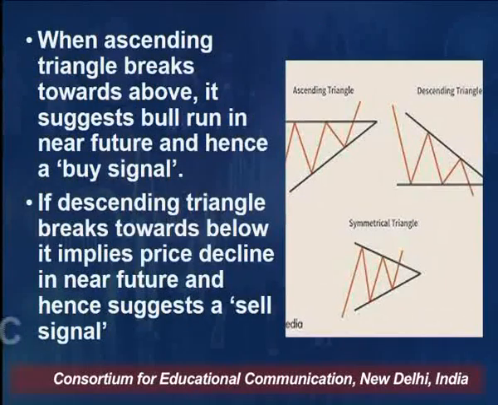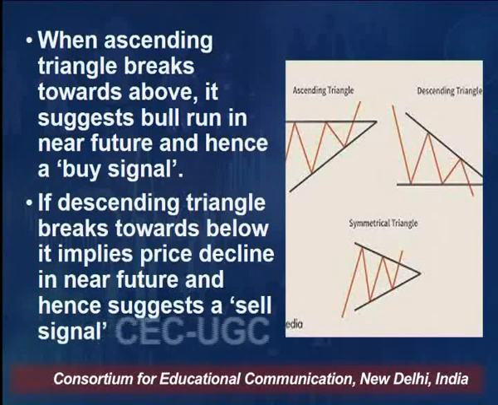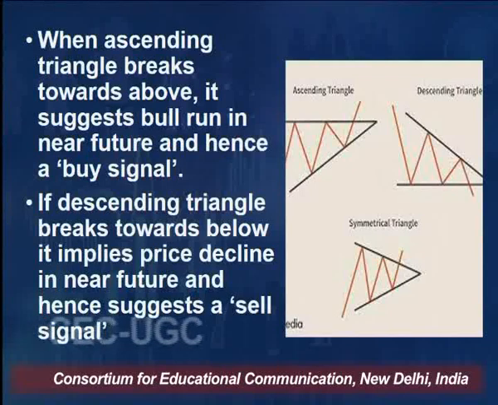When an ascending triangle breaks towards the upside, it suggests a bull run in the near future and hence a buy signal. It means the triangle that is formed on the basis of the stock price behavior, joining the stock prices of the past, if it is an ascending triangle, it means the market is going up, and once it breaches the upper line, it means the price will go up further.